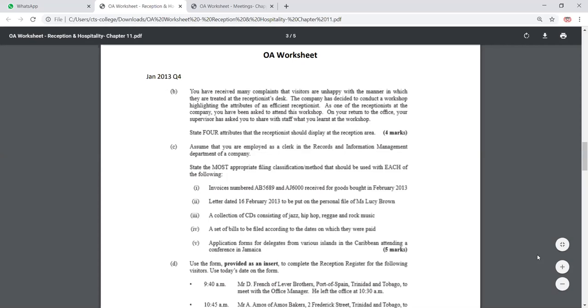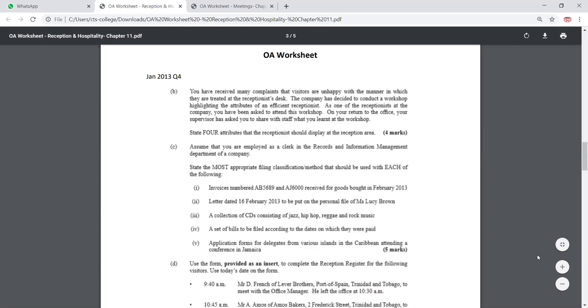A set of bills according to dates. Which one would be dates? Anything with dates would fall under alphabetical because alphabetical is made up of both letters and numbers. So we can go with alphabetical for that one. Yes, miss.